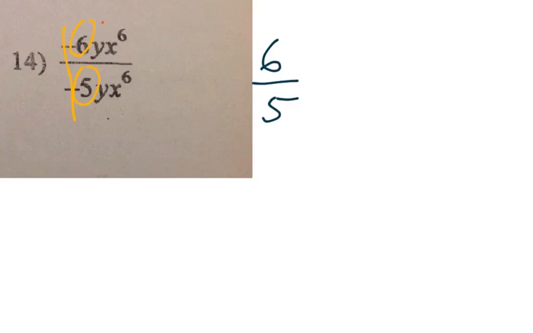Notice the y's divided by the y cancels out to 1. And the x6 divided by the x6 is 1. Remember, anything divided by itself is always 1. My answer, therefore, is just simply 6/5. Pause the video if you need to.